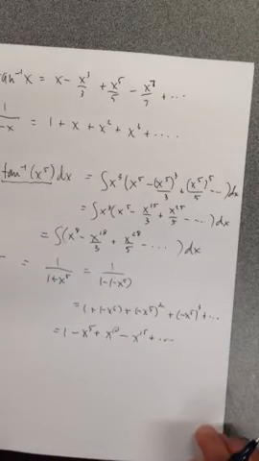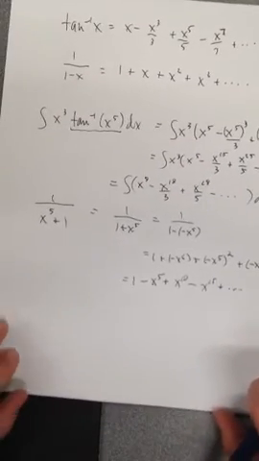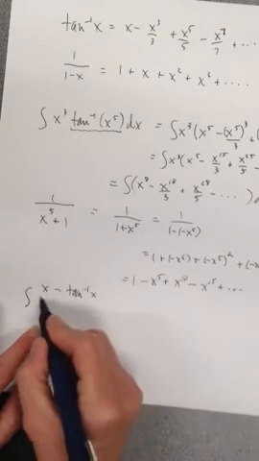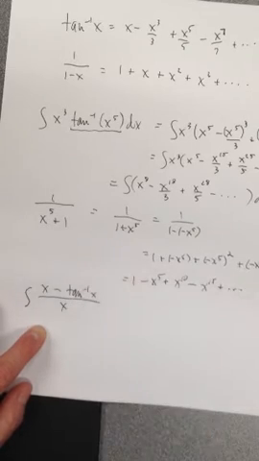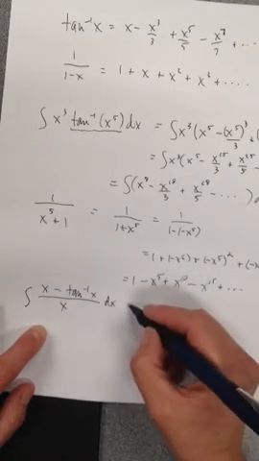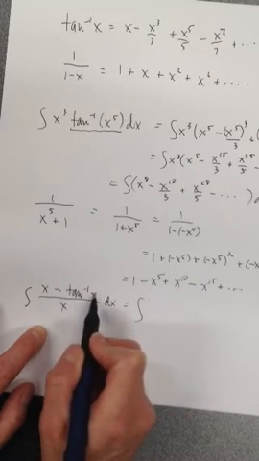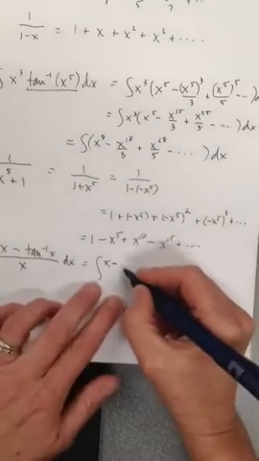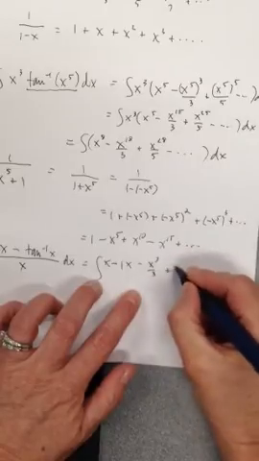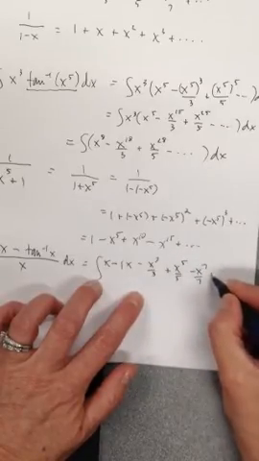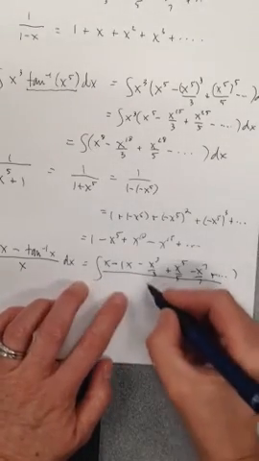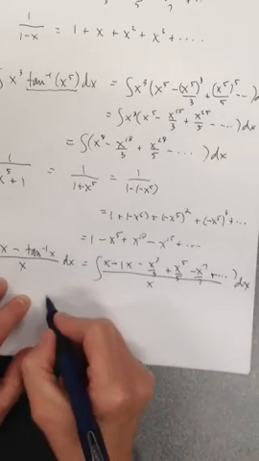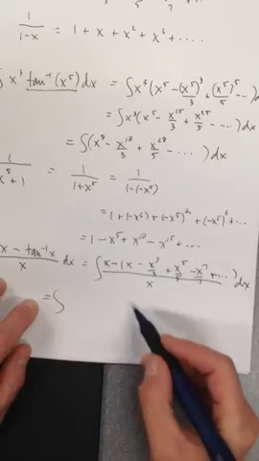All right, suppose I want to integrate x minus inverse tangent of x over x, dx. So what I would do is first input the power series for inverse tangent of x. So that would be x minus all of this, all divided by x dx. Okay, and so now I will distribute this negative, so I'll do x minus all of these. So x minus x is just 0, so that goes away.